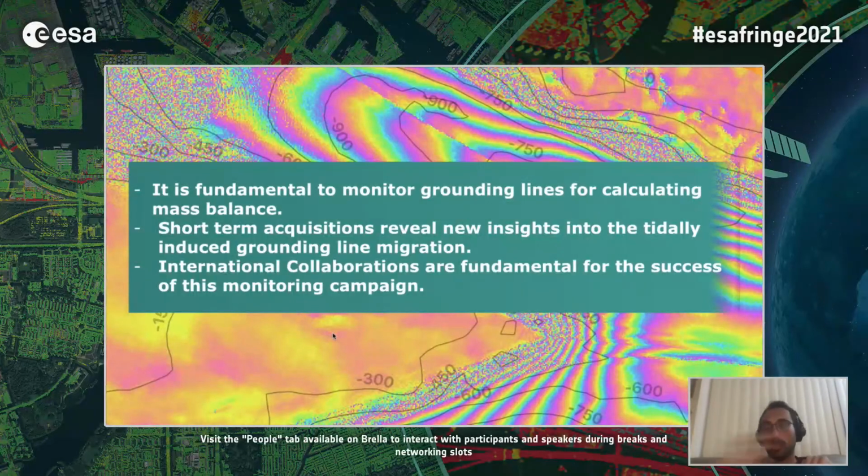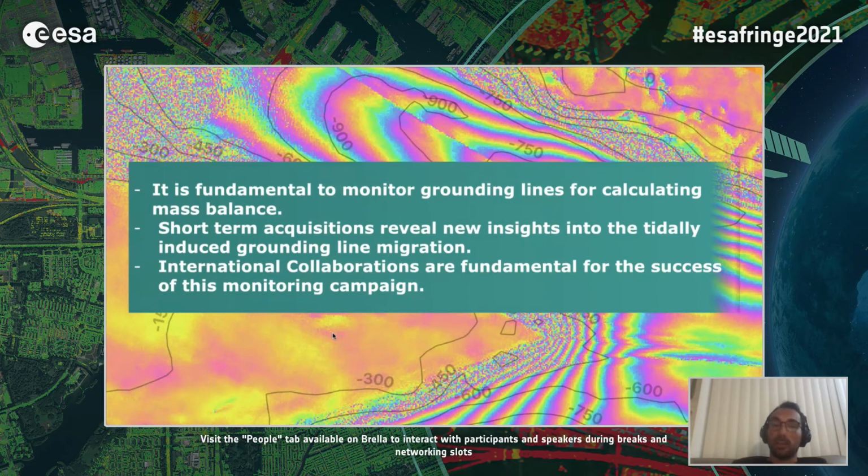So in order to recap, I should be pretty much on time. It is fundamental to monitor the grounding lines for calculating the mass balance. The short-term acquisitions reveal new insights into the tidal-induced grounding line migration. And we can use this insight to inform models. Once we have updated the physics in these models, we can better understand how this physics will affect the future of the glacier.